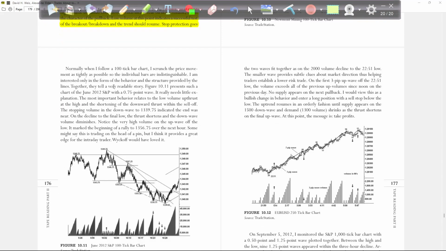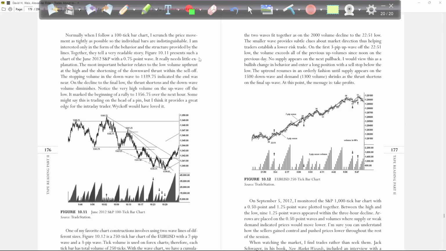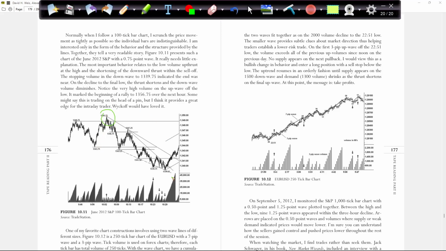Normally when I follow a 100 tick bar chart, I scrunch the price movement as tightly as possible so the individual bars are indistinguishable. I'm interested only in the form of the behavior and the structure provided by the lines. Together, they tell a very readable story. Figure 10.11 presents such a chart of the June 2012 S&P 500 with a 0.75 point wave. It really needs little explanation. The most important behavior relates to the low volume of thrust at the high and the shortening of the downward thrust within the sell-off. So we are looking at around here and here.